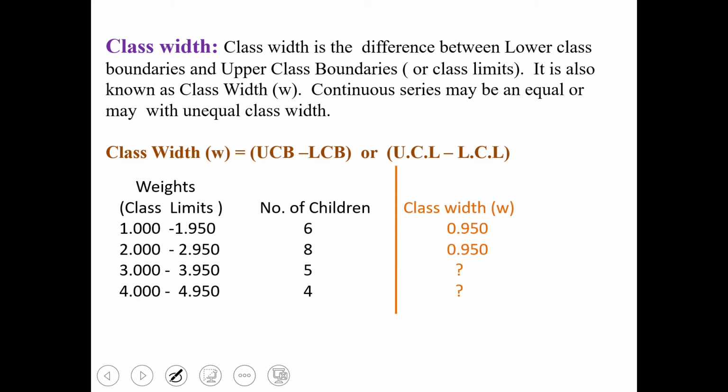The next thing is actually class width. So class width, I have already explained this thing. So these are the class limit. So once you subtract the smaller value from the bigger value, then you will get the class width. You can see this is the upper class boundary or upper class limit, and this is the lower class limit. So once you subtract this value from here, then you will get this value, that means 0.950.